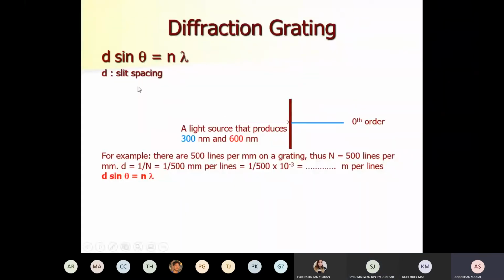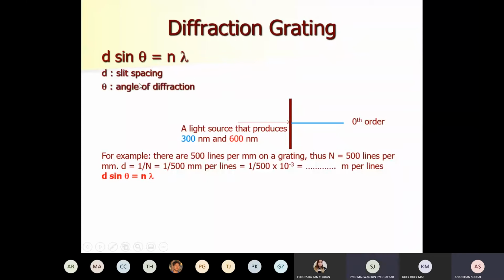So d is the slit spacing. Tell me, 500 lines per centimeter and 100 lines per centimeter, which one has a smaller d? 500 will have a smaller d. So that is d, the slit spacing.